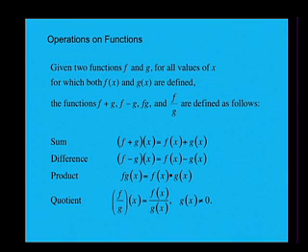For the sum, f plus g of x is equal to f of x plus g of x. For the difference, f minus g of x is equal to f of x minus g of x. For the product, f times g of x is equal to f of x times g of x. And for the quotient, f divided by g of x is equal to f of x divided by g of x, provided that g of x does not equal 0.